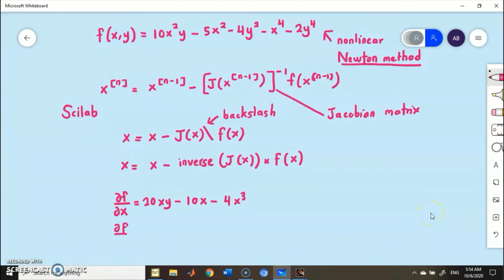Then taking the derivative with respect to y: partial f over partial y. I have 10x squared. There's no y in the next term. What about this one? We have negative 8y, and then minus x to the power of 4, and here we have negative 8y to the power of 3. So we have written the function f as a system of two dimensions.